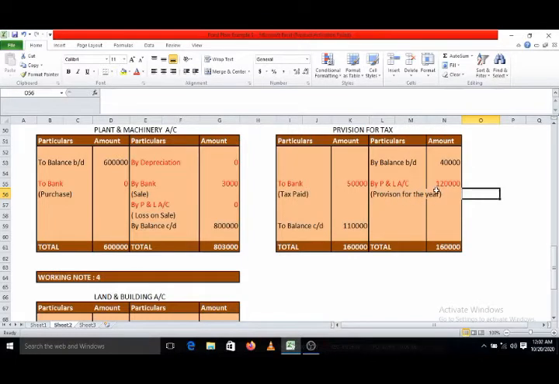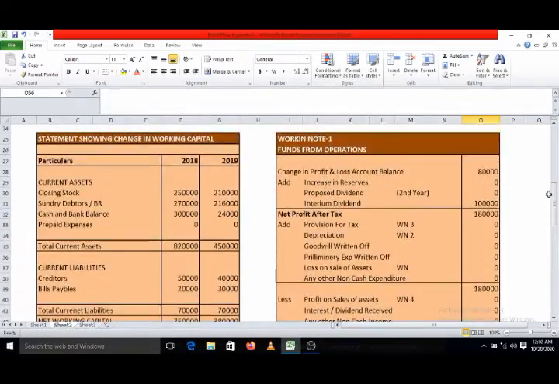This is the balancing amount. Now both sides of the account are tallied. Now this to bank is in the reading, it means we have to write it in the fund flow statement. This is also by reading. So this we have to consider in funds from operations. So we go to the funds from operations. Here we have to add provision for tax, working note number 3, 1,20,000.